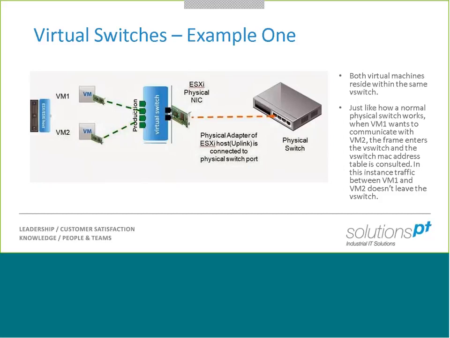And the virtual switch will do its lookup in the MAC address table. It will see that VM2 is another connected port. And basically, the traffic between VM1 and VM2 resides within the virtual switch, so it never leaves the virtual layer. Traffic between VM1 and VM2 stays within that V switch. It doesn't go out to the physical network and come back in.